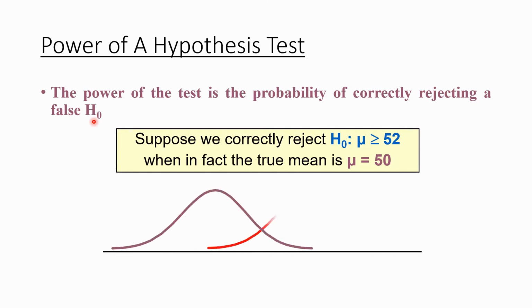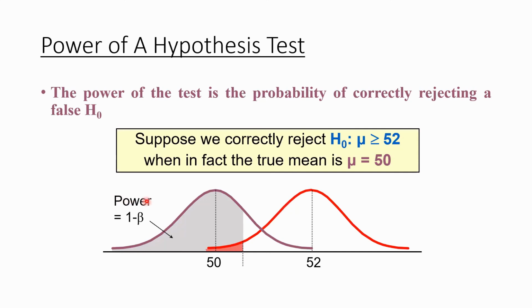Why do I have two graphs? Because I'm talking about two areas where you correctly reject H0 where mu is greater than or equal to 52, when in fact the true mean is 50. So 52 is here, the graph pertaining to that is this red graph, and 50, that is the true mean, is given by this particular graph. So this shaded area and this shaded area, the shaded area in gray is your power of the test, which is given by 1 minus beta.